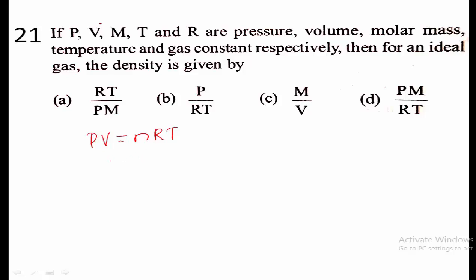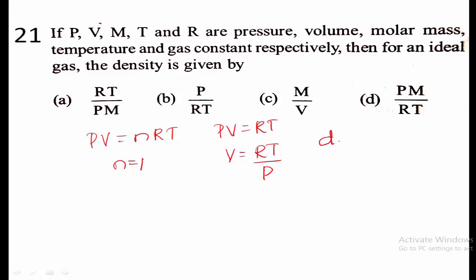Now for unit mole, let us consider n is equal to 1. Then what would be the equation? PV is equal to RT. Now I will cross multiply the P here. So V is equal to RT divided by P.